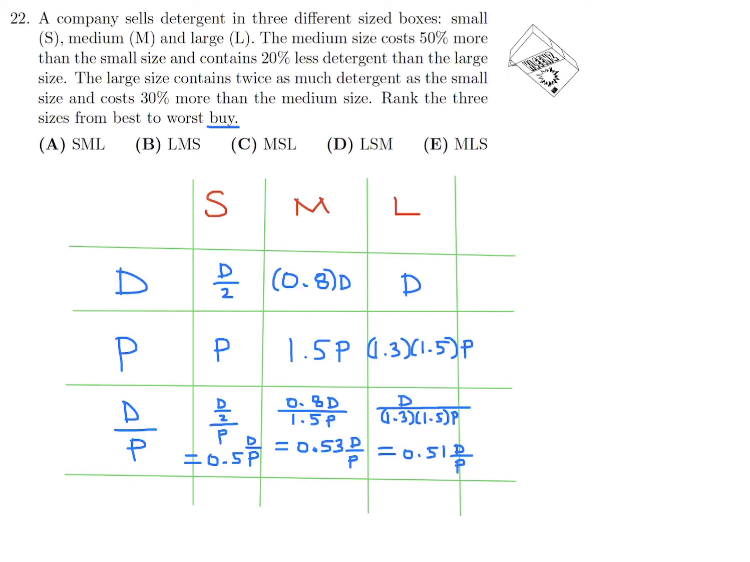So the best one is the highest one, so that's M. The next highest is L, and then the next after that is S. So this is the sizes ranked from best to worst in terms of how good of a buy they are, MLS. So 22 would be E.